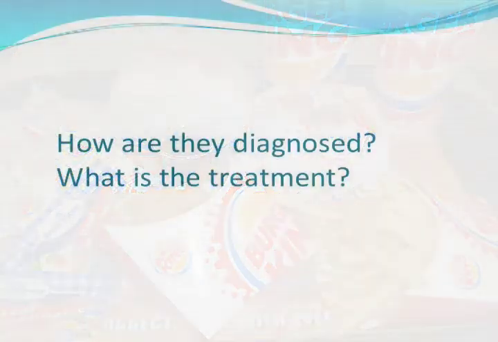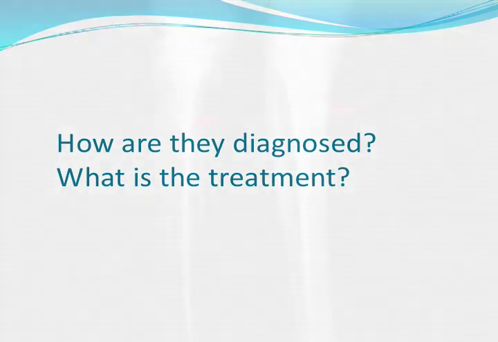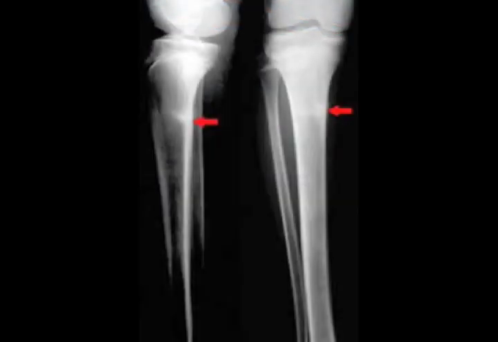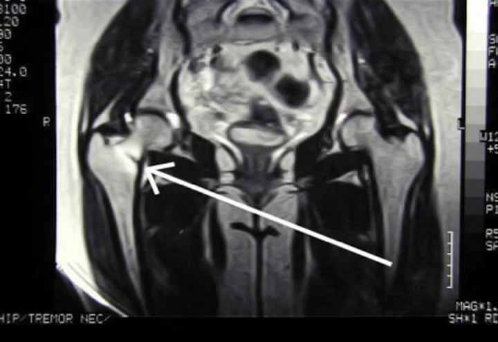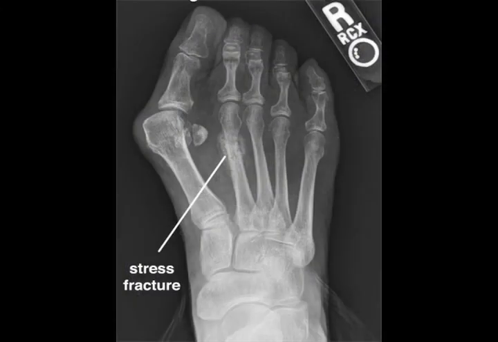How are they diagnosed? What is the treatment? Stress fractures are diagnosed through x-rays and MRIs. The arrows in these x-rays indicate the location of the stress fracture.